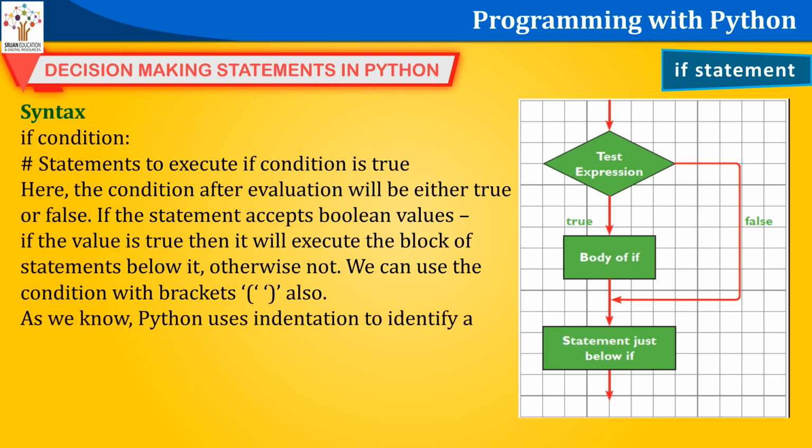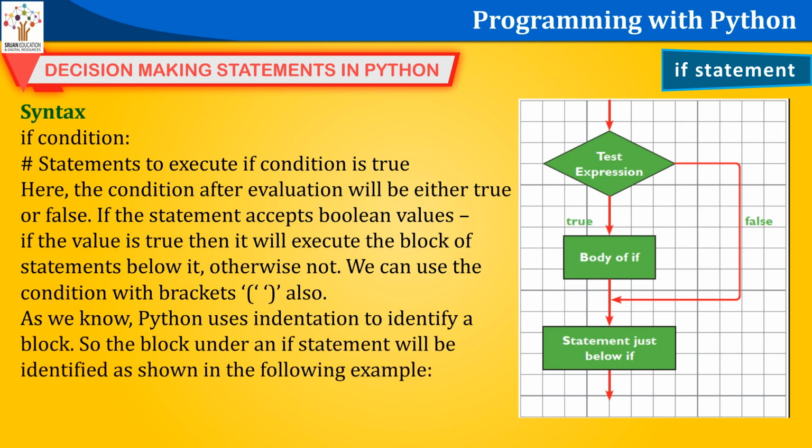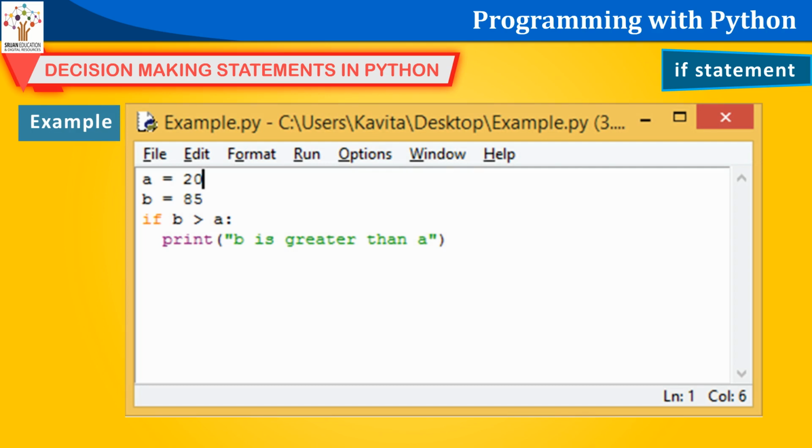As we know, Python uses indentation to identify a block. So, the block under an if statement will be identified as shown in the following example. Test expression, false, statement just below if, true, body of if, statement just below if. Example.